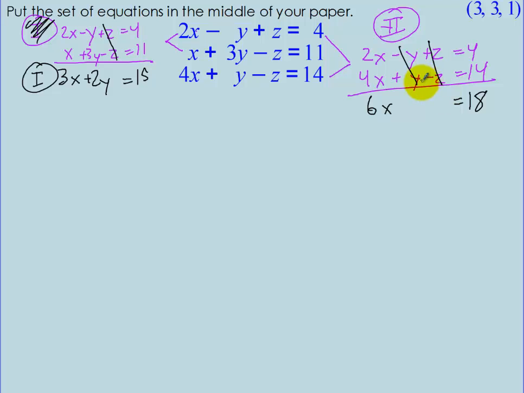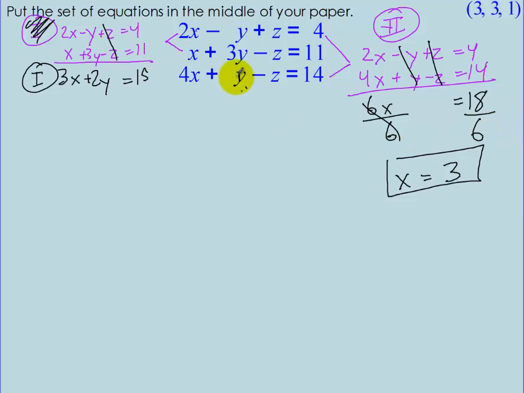The nice thing here, the y's canceled out. So what happens is you can just solve for x right here. So divide both sides by 6. And look at this. Your x equals 3. So I already got one of my x's. Now the nice thing, you got to figure out y.